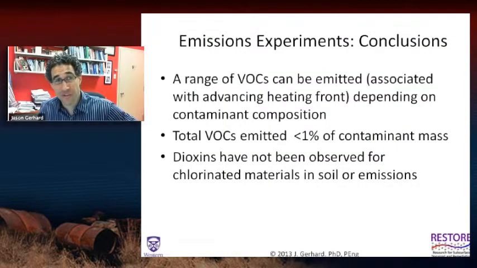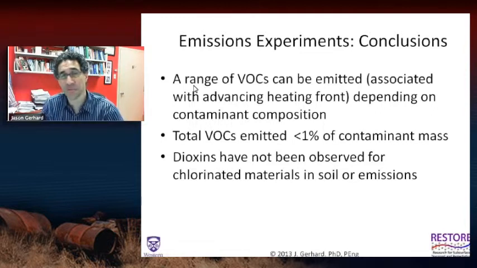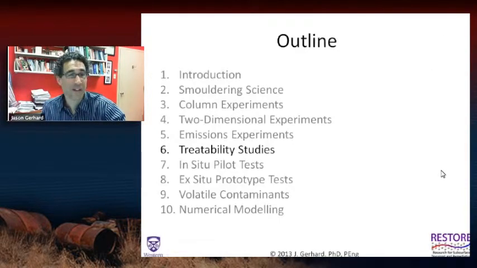So just to conclude from what we've done so far, you can get a range of VOCs emitted because you have a heating front advancing, and most fuels will have some volatile components, and some of those will be emitted, and those will depend on the type of contaminant that you have. However, the amount emitted from the studies we've done tends to be on the order of less than 1% of the total mass, and for the tests that we've done now, we haven't observed any dioxins being emitted from chlorinated materials. So that's it on the emissions experiments, although I'll have more to say about emissions when I come to the in situ test.